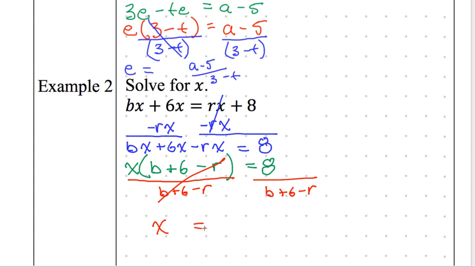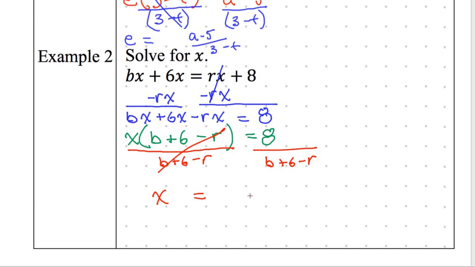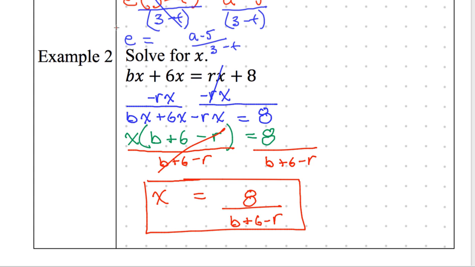And Andres, can you help me read the right side? What should I be writing? So on the right side, it is 8 divided by b plus 6 minus r. There it is. And I should have been boxing my final answer in my last problem. I did not do that. So come back up here, box that final answer.